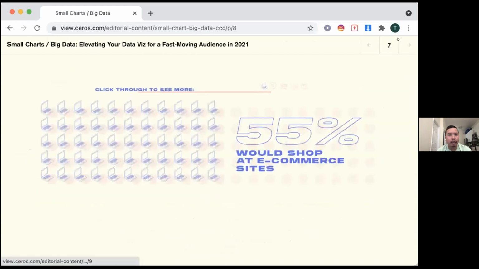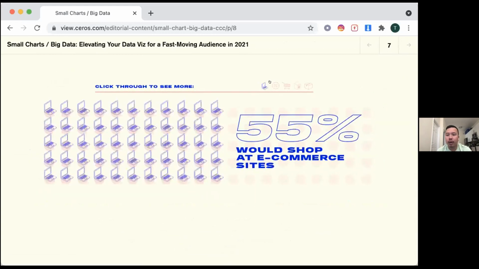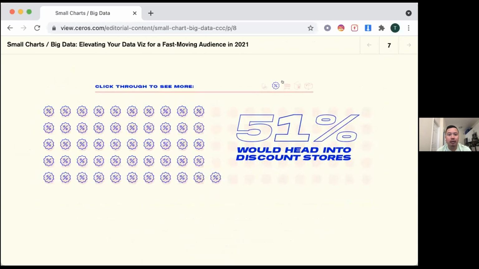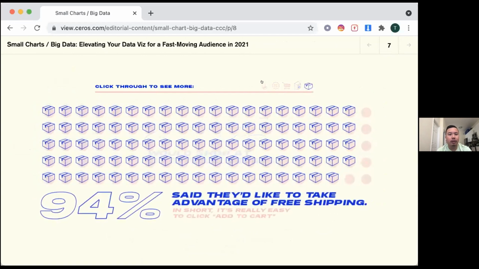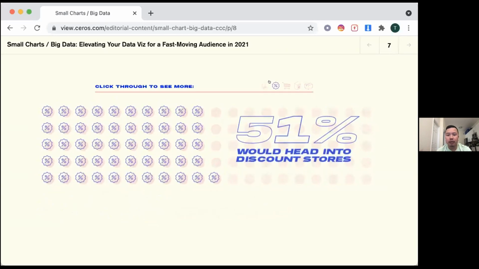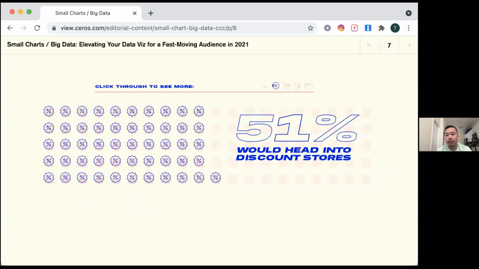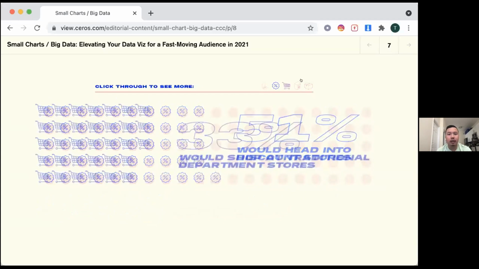Next one is another way of showing percentage other than a pie chart. So it's the same layout, different data points, using icons, typography, and interactivity to make it more interesting.